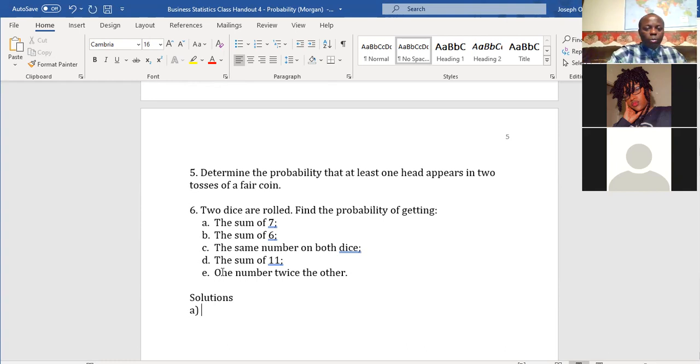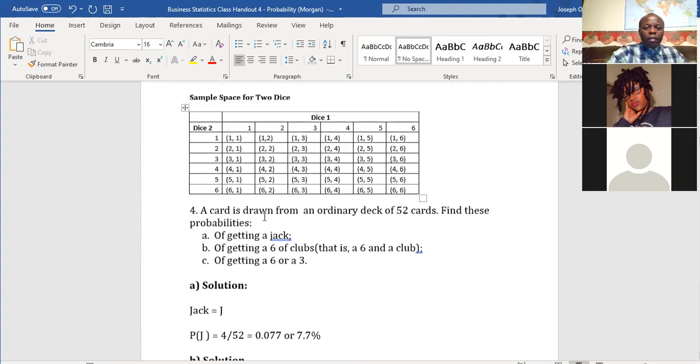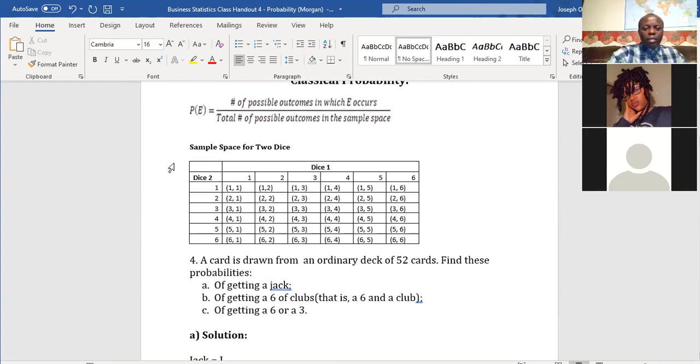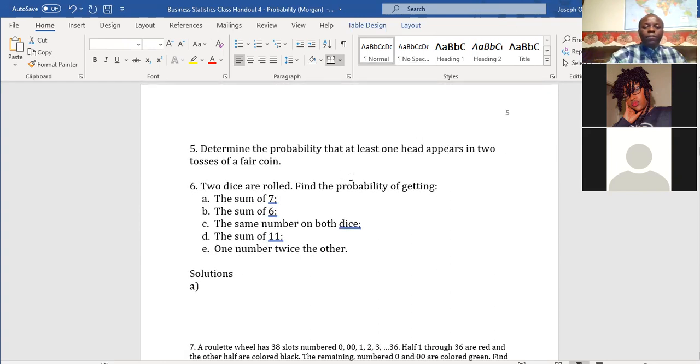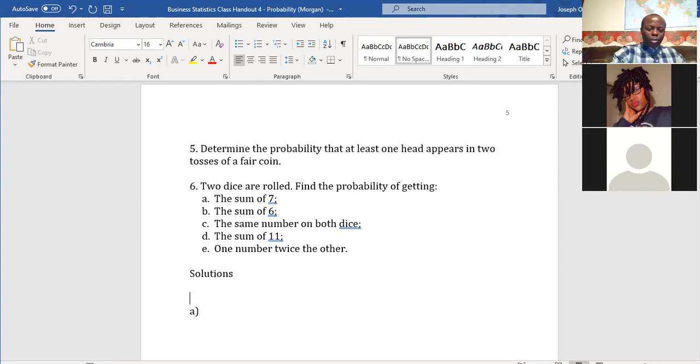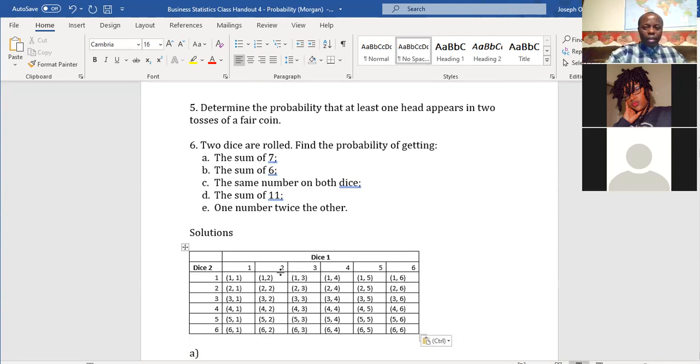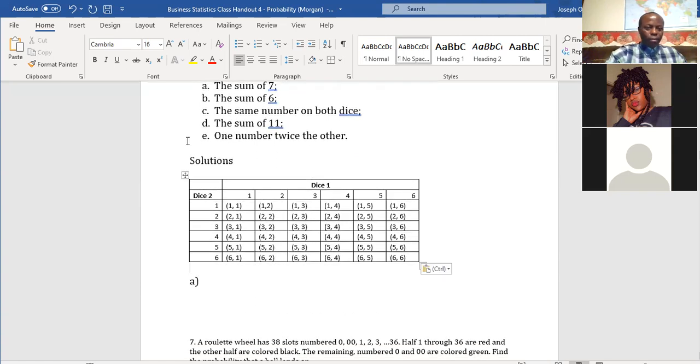Now, starting with the first one, part A says the probability of getting the sum of 7. Now we're going to use, remember, we made something like this yesterday, Monday, the sample space for 2 dice, dice 1 and dice 2. So I'm going to copy it, and so we can use it as a guide. The first thing when you are solving a probability problem is to find the sample space, if it is a classical probability.